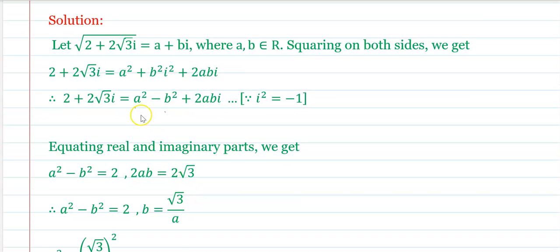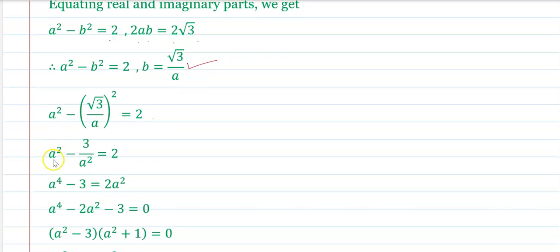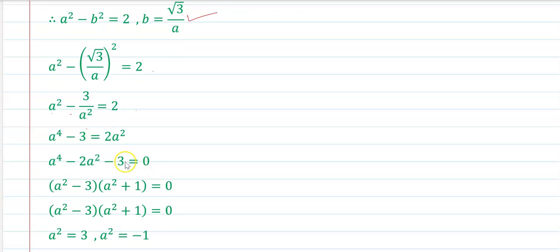Now equating the real and imaginary parts, a square minus b square is equal to 2. 2ab is equal to 2 root 3. Again, 2 gets cancelled, b is equal to root 3 upon a. Substitute the value of this b, then a square minus (root 3 by a) whole square is equal to 2. After the squaring, you are getting a square minus 3 upon a square is equal to 2. Multiply on both sides by a square, then you are getting a raised to 4 minus 3 is equal to 2a square. And hence the equation is a raised to 4 minus 2a square minus 3.